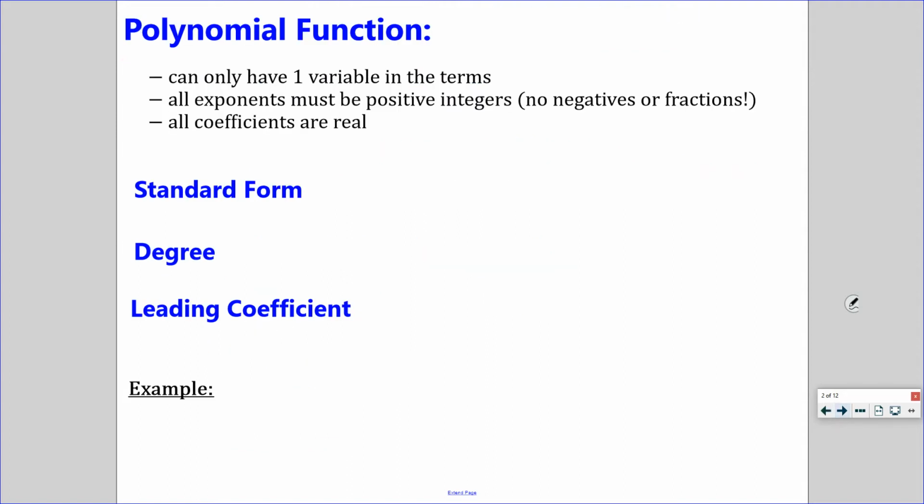Okay. So basically, we are going to look at polynomials as functions, meaning we're just going to put y equals or f of x equals in front of these, and now make them something that we can graph. But first, we have to understand some vocab of what makes something a polynomial. Okay, what makes a function a polynomial?